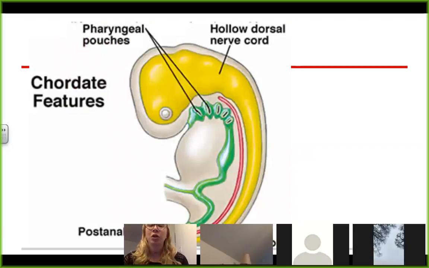So this is just a close-up of these features, right? We have these pharyngeal gills or pouches, which is actually how you breathe when you're in a sac of fluid, right? We have the notochord.